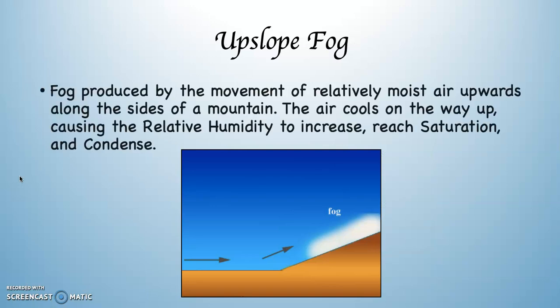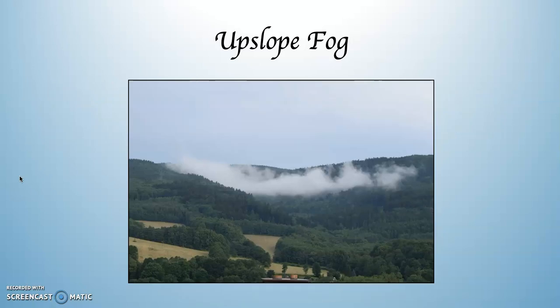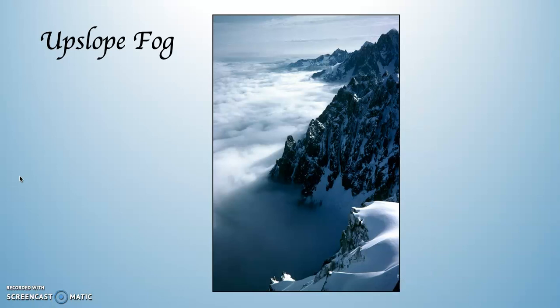The third one, upslope fog, is fog produced by the movement of relatively moist air upwards along the sides of a mountain. As the air rises, it cools on the way up. Cooling air means relative humidity is going up. And as relative humidity continues to increase, it may very well reach saturation, 100% relative humidity, and begin to condense, making a fog. You can see it happening right here. The air was rising along the sides of the mountain, and you can see the cloud forming. That's an upslope fog. And you can see right here also where the air is rising along the slopes of these mountains, making another upslope fog.